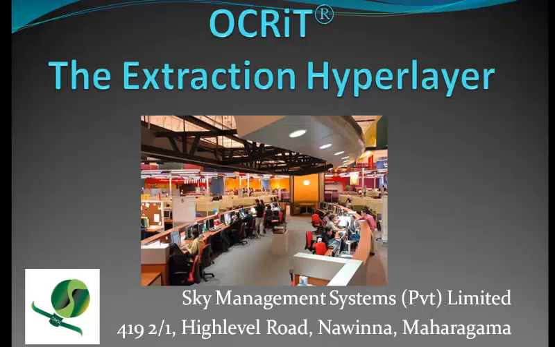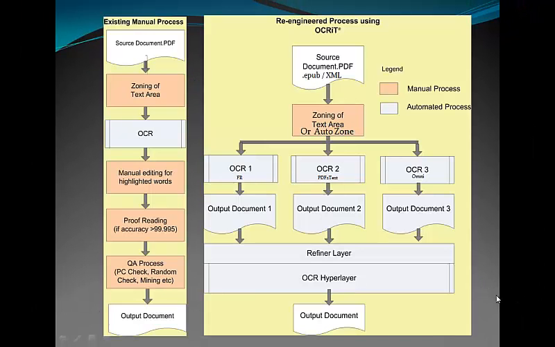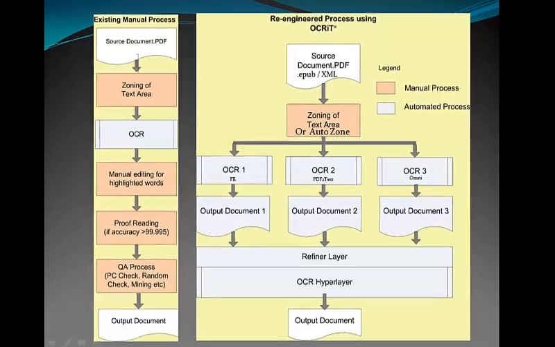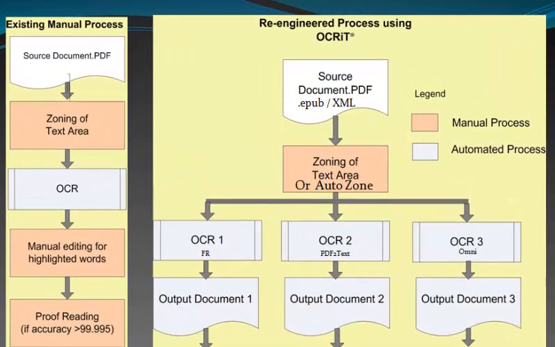OCR it, the extraction hyperlayer. The input would be the source content or the PDF, and the created EPUB and XML we can insert into the workflow if we are going to use this as a QA certification application.